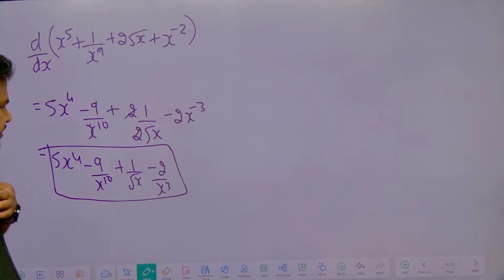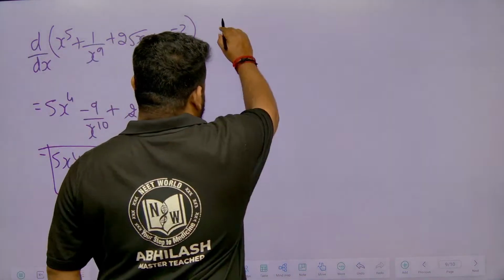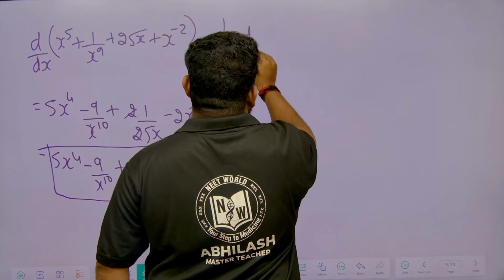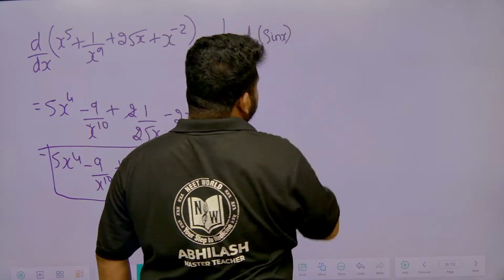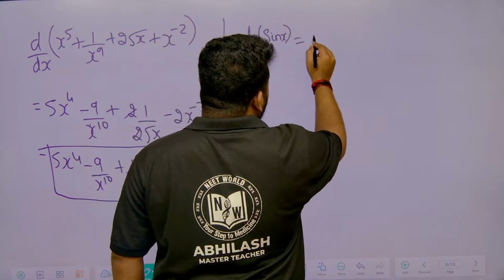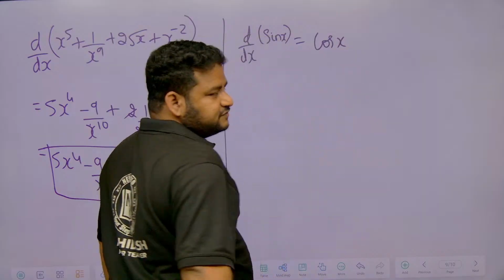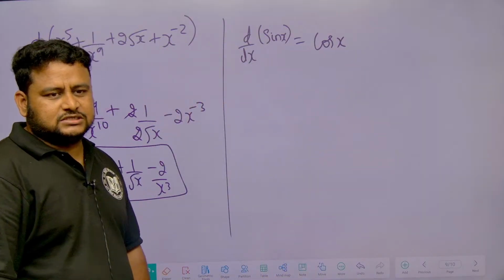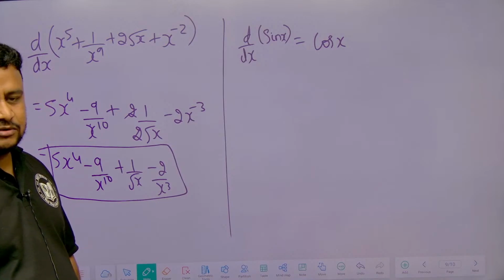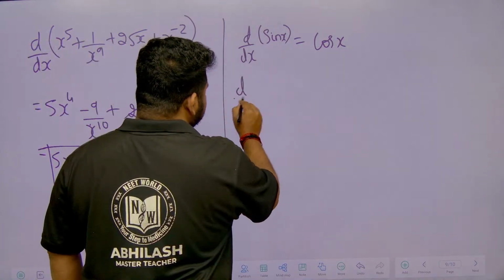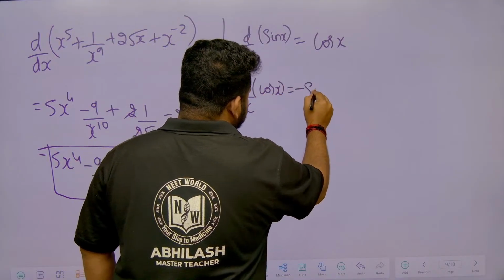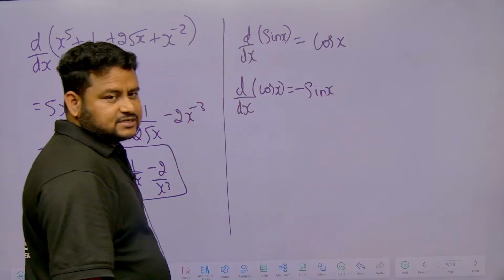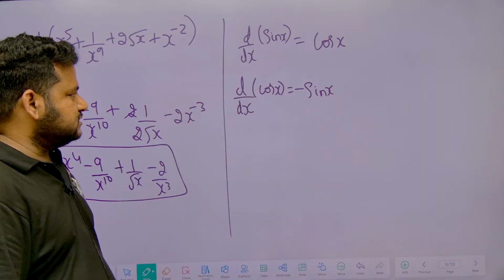Okay, got it? Now, if we talk about further some other formulas, d by dx of sin x is nothing but equal to cos x, and similarly d by dx of cos x will be equal to what? Will be equal to minus sin x.